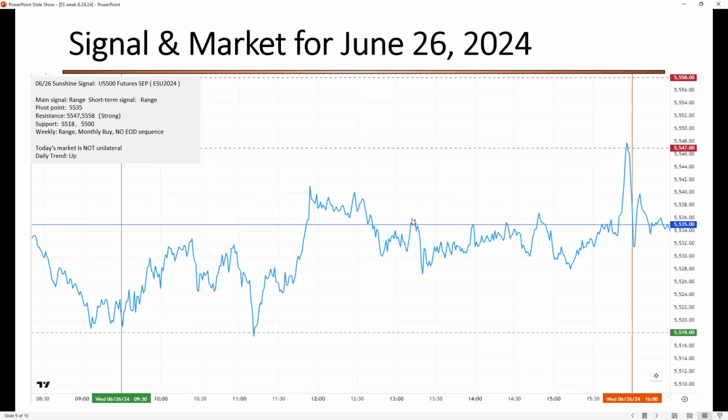And then it consolidated here for a couple of hours, but it still couldn't break down to even close to our low here. At the end of the day, the market moved up and hit our resistance at 55.47, and then had a sharp drop back down. So this choppy day activity was present, but the signal still gave us some opportunities.